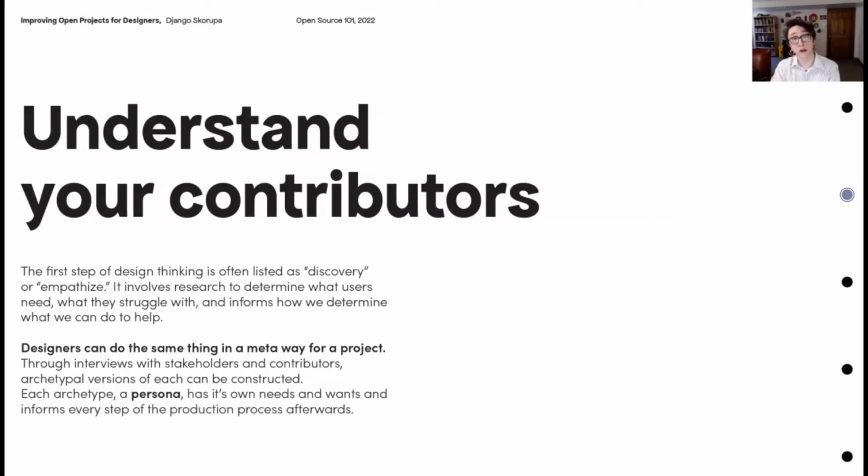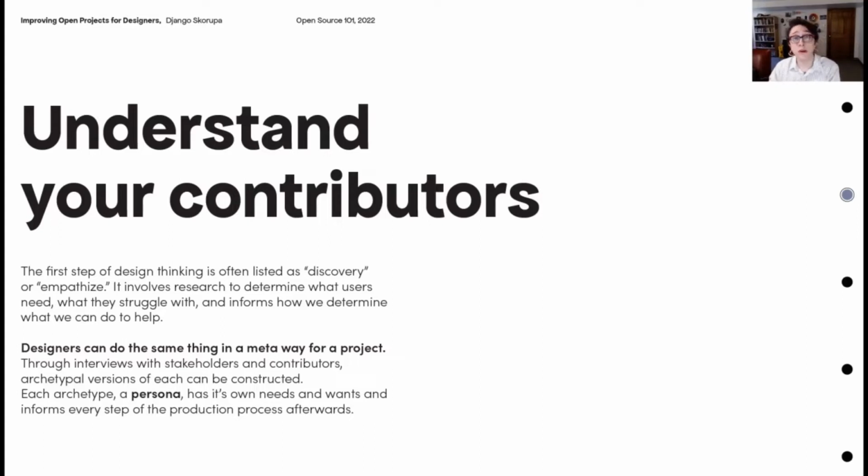First off, design can help you understand your contributors. The first step of that design thinking process that we discussed earlier is often listed as discovery or empathize. It is the research phase of your process, and we can use that to determine what users need and what they struggle with, and inform how we determine what we can do to help.